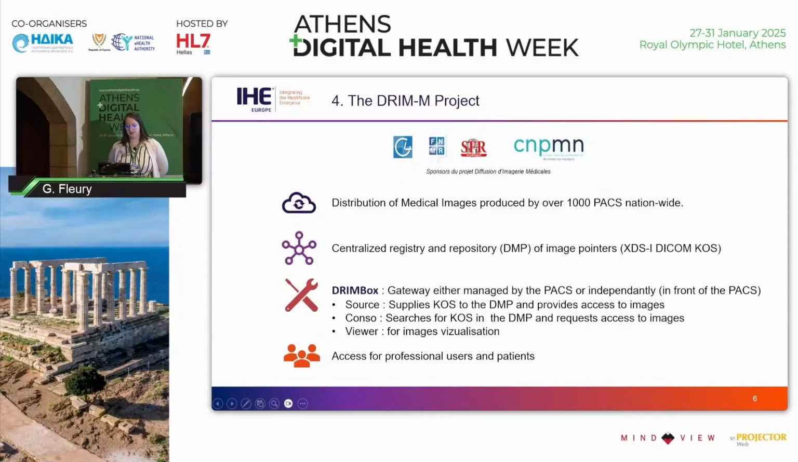A source function, which provides the cost document, the manifest, to the national repository when an image is created. A consumer function, which can search for those manifests in the national repository and then can request access to the images. And a third function, which is a viewer, which answers the need of how we can have access to these images if we don't have a workstation in our hands. And so this allows access for professional users and patients.